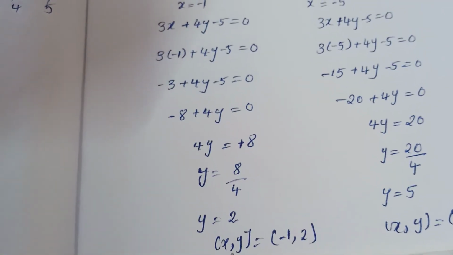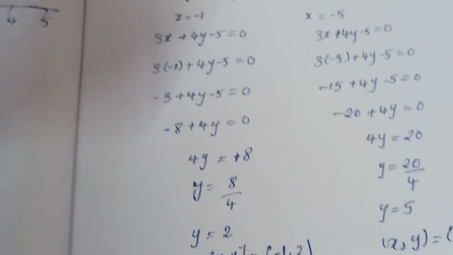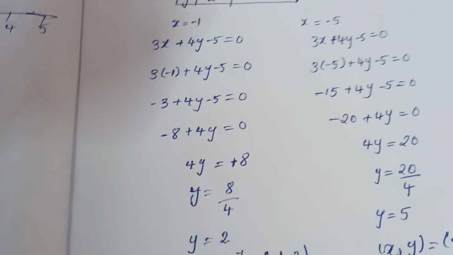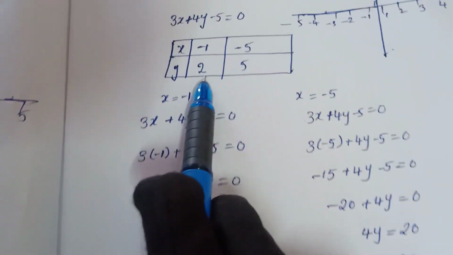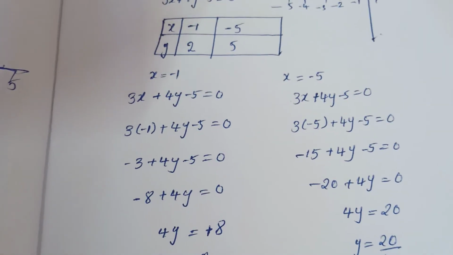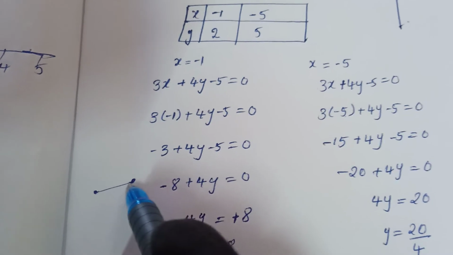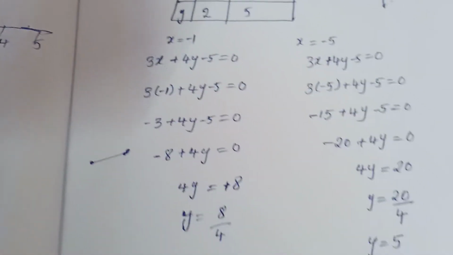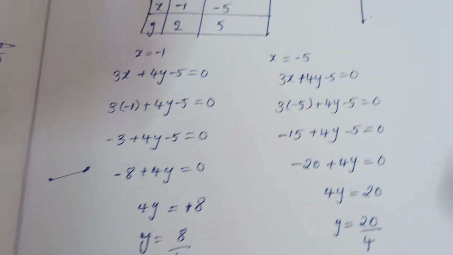So what is our coordinate pair? x comma y equals minus 1 comma 2. This gives us one point. To draw the line we need two points, so we want another point.